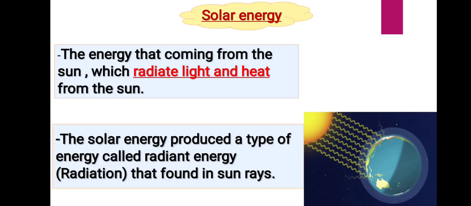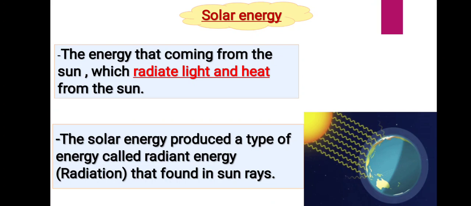Some light and some heat can reach the earth's surface. The light and the heat that can reach the earth's surface are called radiation energy. So the solar energy, the light and the thermal energy that can reach the earth's surface in the shape of sun rays, is called radiation energy. What is it called? Radiation energy.